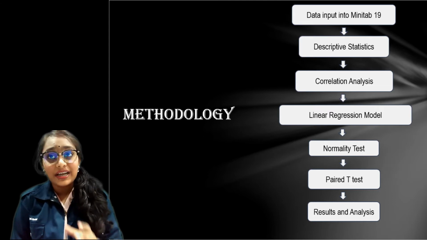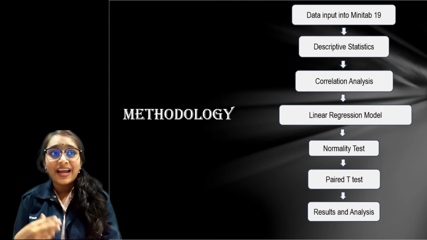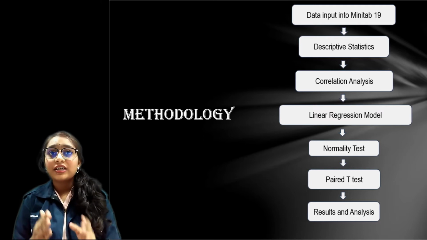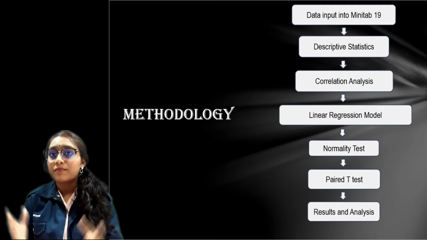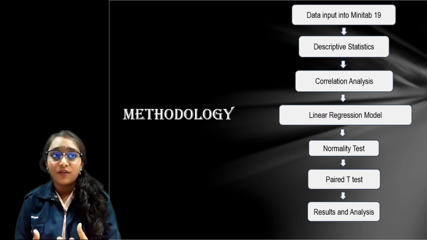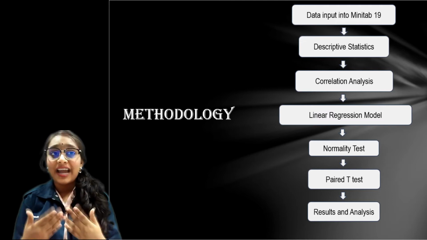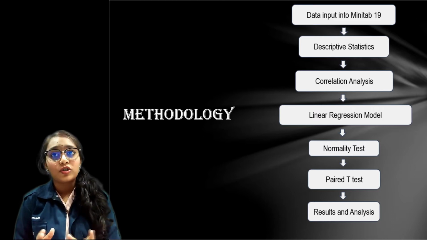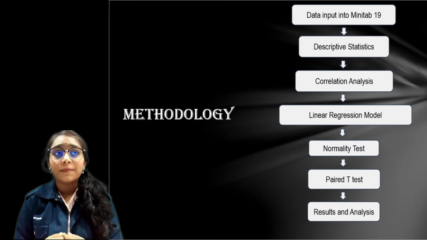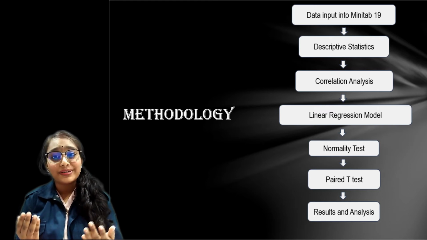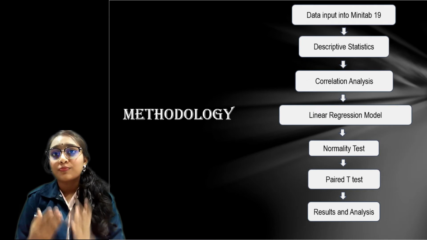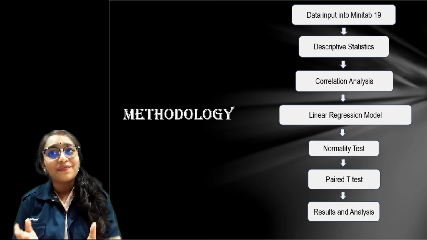Firstly, I keyed in the data into Minitab 19. Then I ran a few analyses. The first one is descriptive statistics. It is used to summarize a set of observations to describe the basic features of data in this study. Next was the correlation analysis, which is a statistical method used to evaluate the strength of relationship between quantitative variables. Then the regression analysis was done to develop a model to predict the values of a numerical variable.